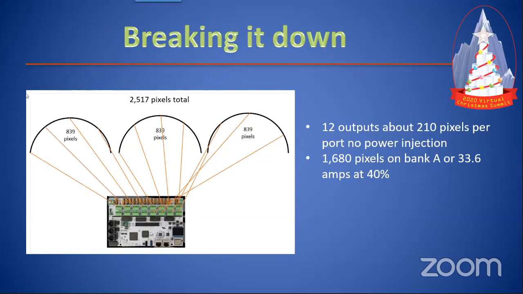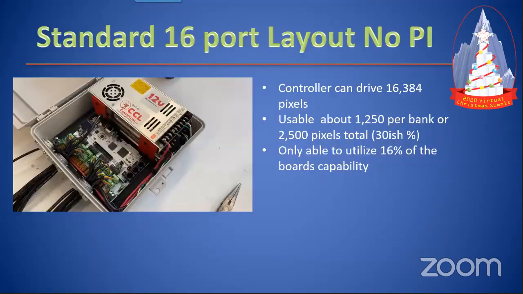The other challenge with that is on bank A, even running at 40%, I would potentially be pulling 33 amps, which the board is not designed to do. So let's go through that. A standard 16-port controller can drive 16 and even higher pixel counts with some of the newer boards, 16,000 pixels. Our challenge, though, is that we're actually limited to about 2,500 pixels. And that's a limitation, not necessarily of the power supply, that's a limitation of the controller itself. As such, we're only able to actually utilize 16% of that board's true capacity.